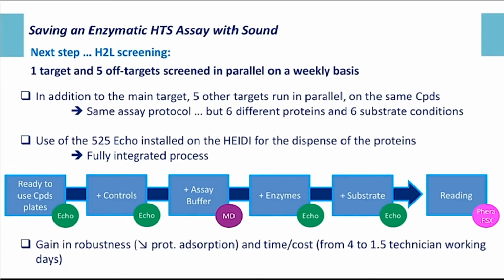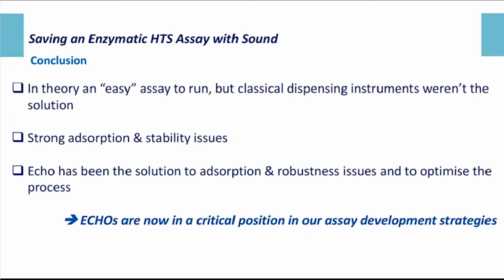We are expecting a gain in robustness, as we've got some purified enzymes that bind to the plastic, again adsorption problems. And also a gain of time and cost, as running the 6 experiments, not in parallel, represents 4 working days for a technician. And we expect to reduce it to 1.5 days if we are able to run it in parallel on the ID.